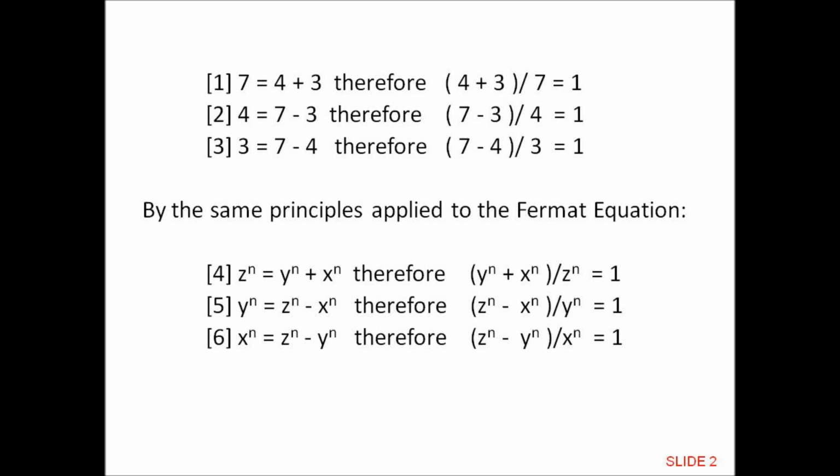Therefore, z to the power n minus x to the power n all divided by y to the power n equals 1. 6. x to the power n equals z to the power n minus y to the power n. Therefore, z to the power n minus y to the power n all divided by x to the power n equals 1.